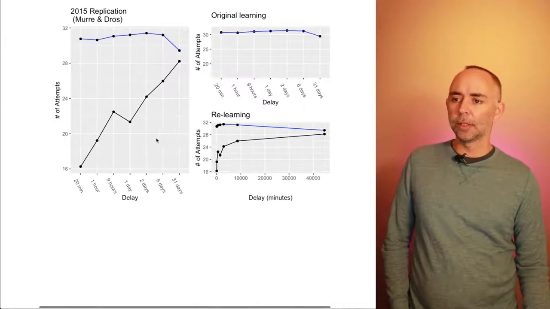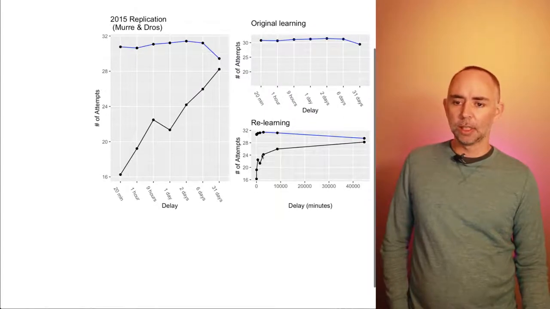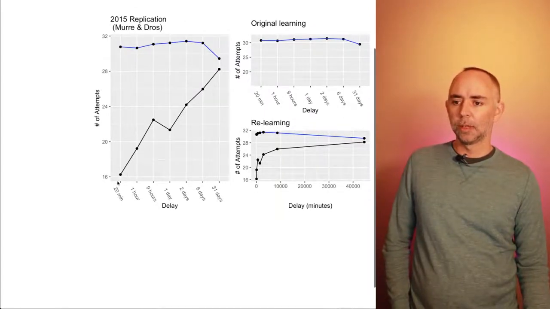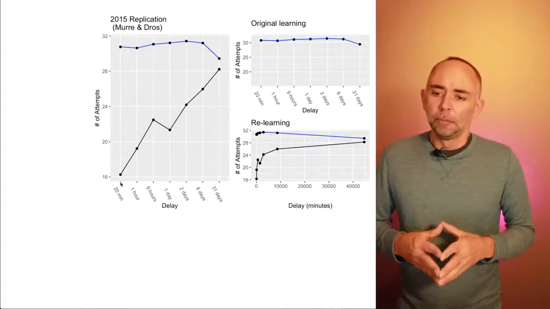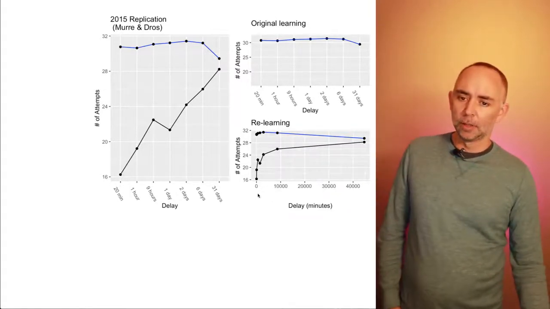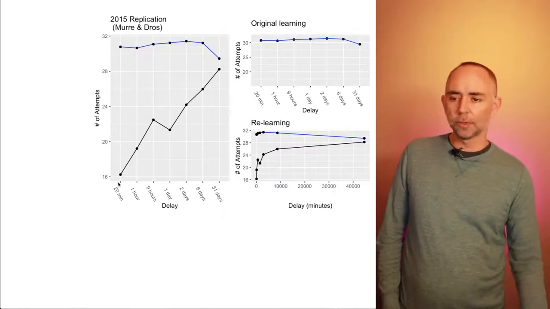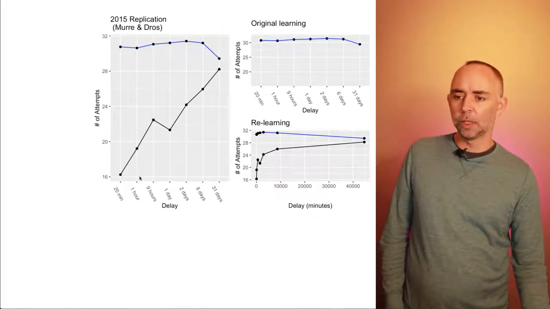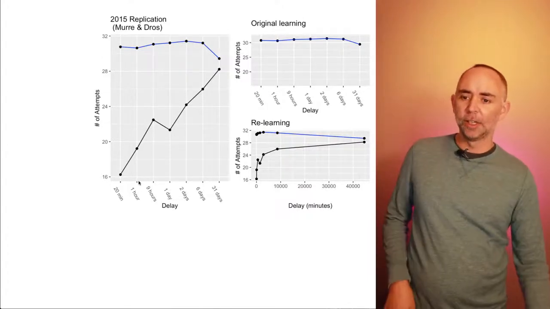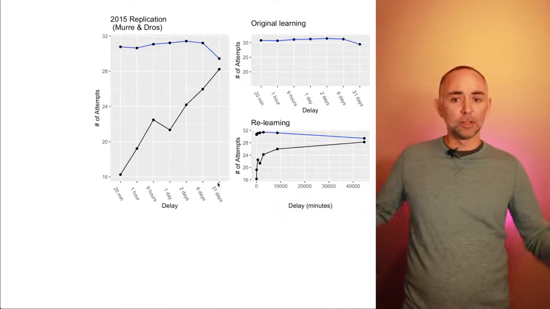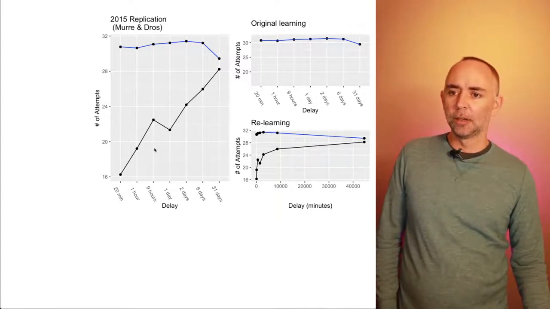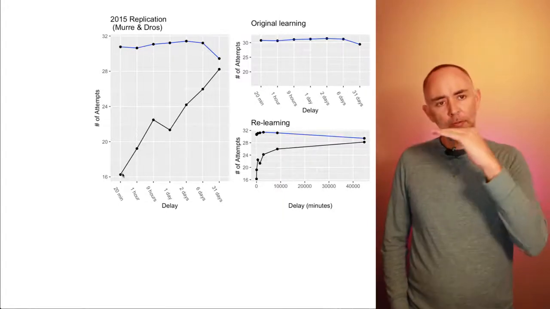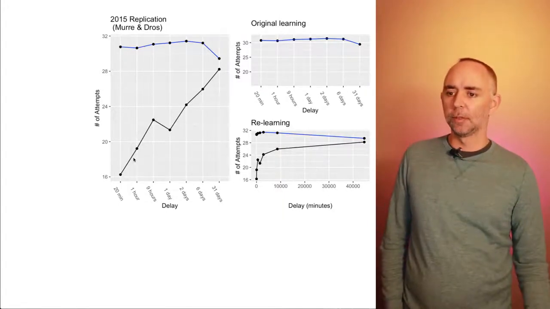Another way we can plot this, because it's kind of hard to see, well, there's two things. We can, if we plot it over here, we're not preserving the metric structure of the temporal intervals. So for example, the interval between 20 minutes and 1 hour is much shorter than between 6 days and 31, which is much longer. And this scale shows that over here. But this can help us see how much relearning was needed across these different intervals.